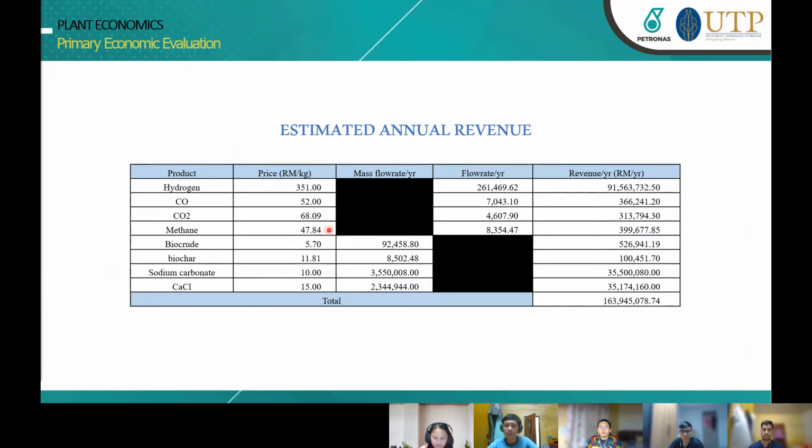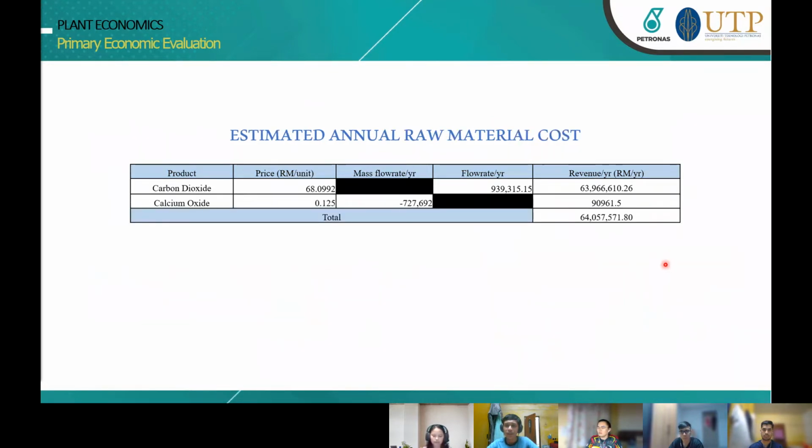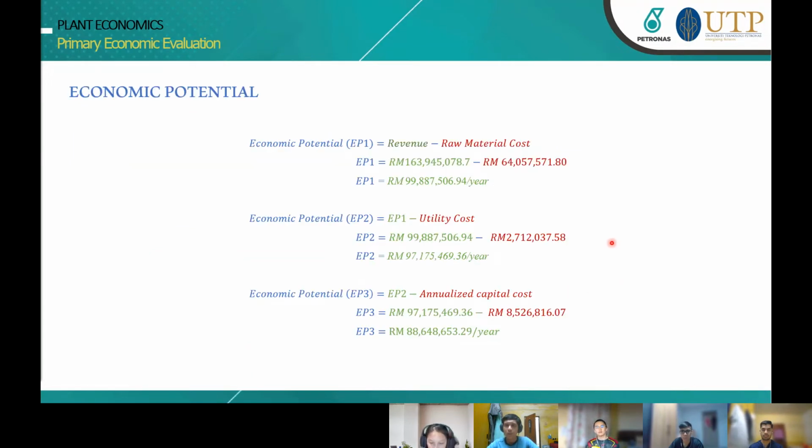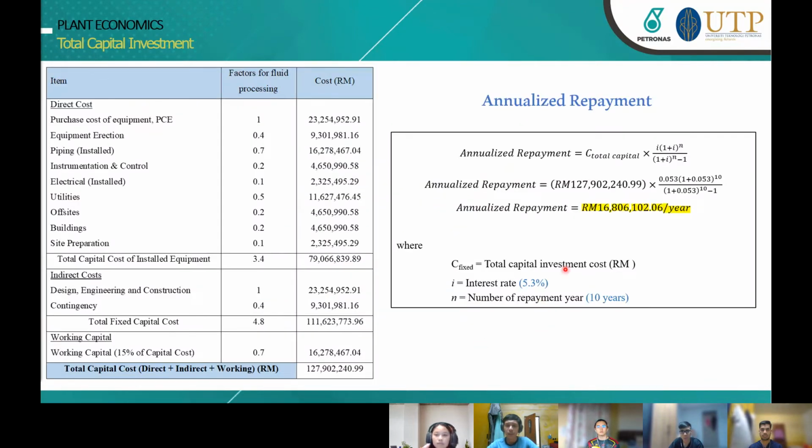Next, the annual revenue is estimated to be 163.9 million per year. Next, the estimated annual raw material cost is 64 million per year. EP1 is estimated to be 99.9 million, while EP2 is estimated to be 97.2 million, and lastly EP3 is estimated to be 88.6 million. The total capital cost for this plant is calculated to be 127.9 million, considering the factor for fluid processing. Based on the total capital cost, the annualized repayment for 10 years is estimated to be 16.8 million per year, given that the interest rate is 5.3%.